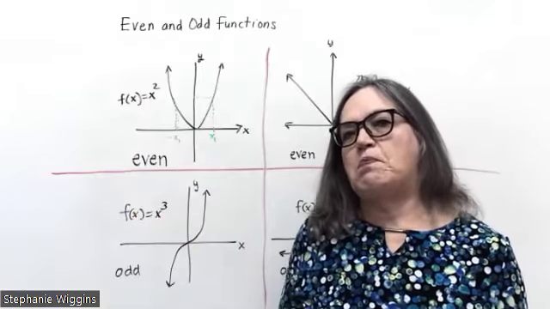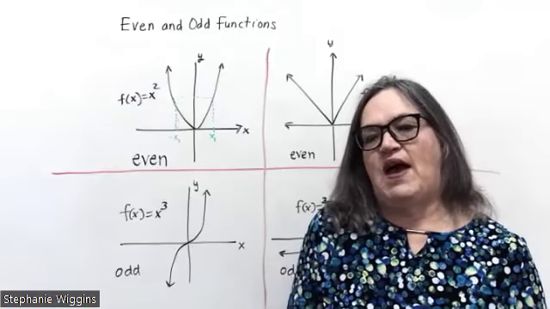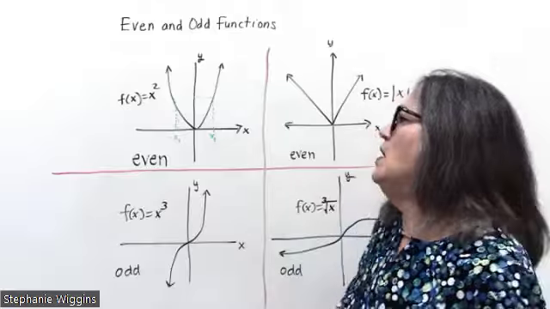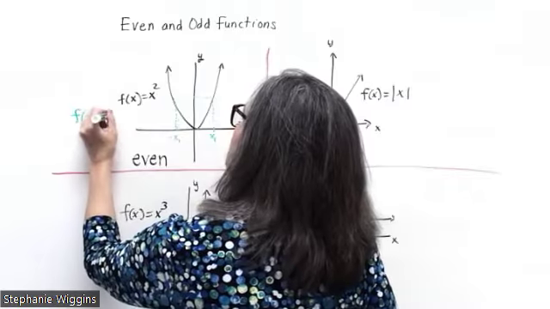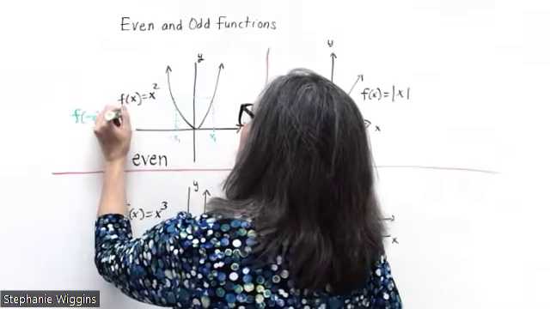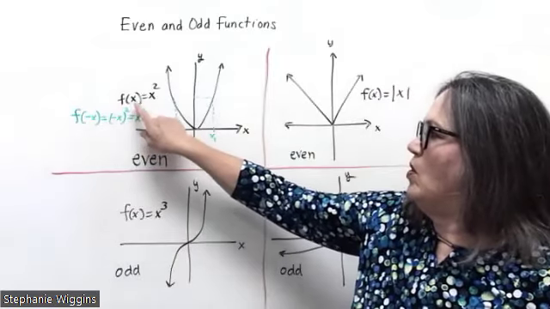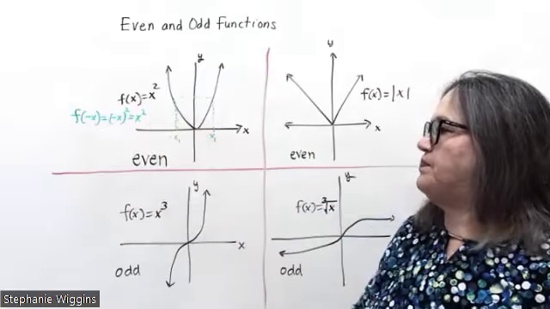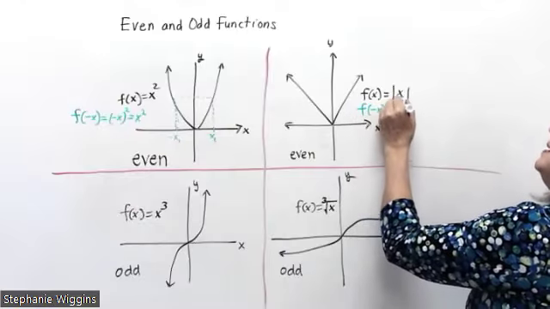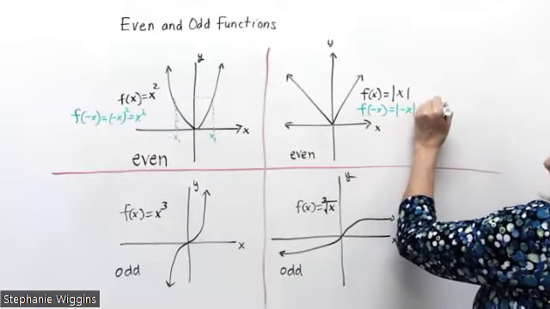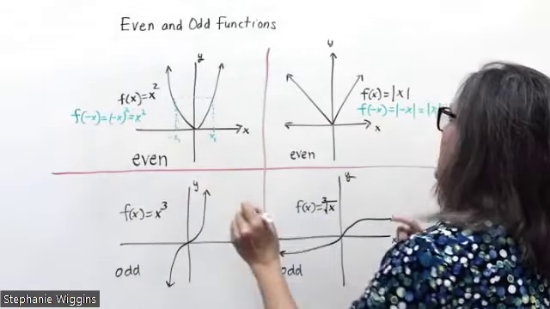So if you want to show symbolically that a function is even, what you do is you plug in a negative x, and you should get the same output. So here, if I take f of negative x, that is negative x squared, and you'll notice that's x squared. So whether I put in a negative or a positive, I'm going to get the same output. And same here, if I take f of minus x, put that in the absolute values, that's the same as the absolute value of x. So symbolically, I've shown that this is an even function.